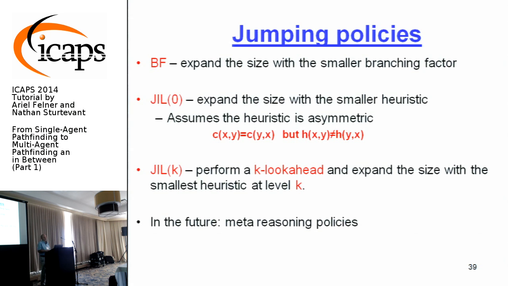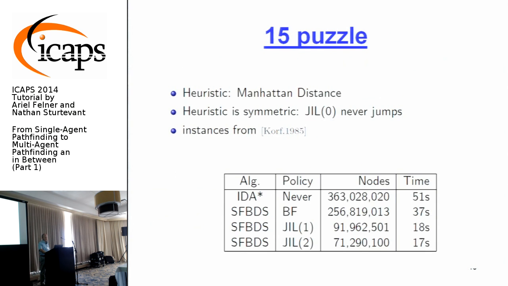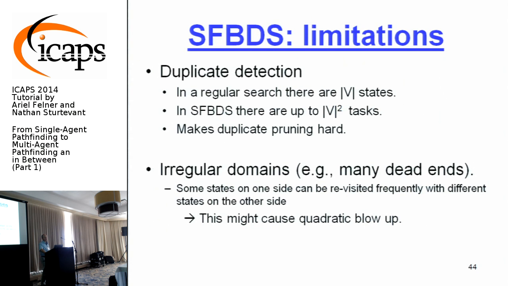We have JIL, jump if larger. If the heuristic is asymmetric, and is consistent, then you want to expand the side with the larger heuristic. In the future, we'd like to add here meta-reasoning policies. We had good results. We also had limitations, usually in polynomial domains or on grids and maps. And the reason is because of duplicate detection. If you do it on top of IDA star, that's not a problem.